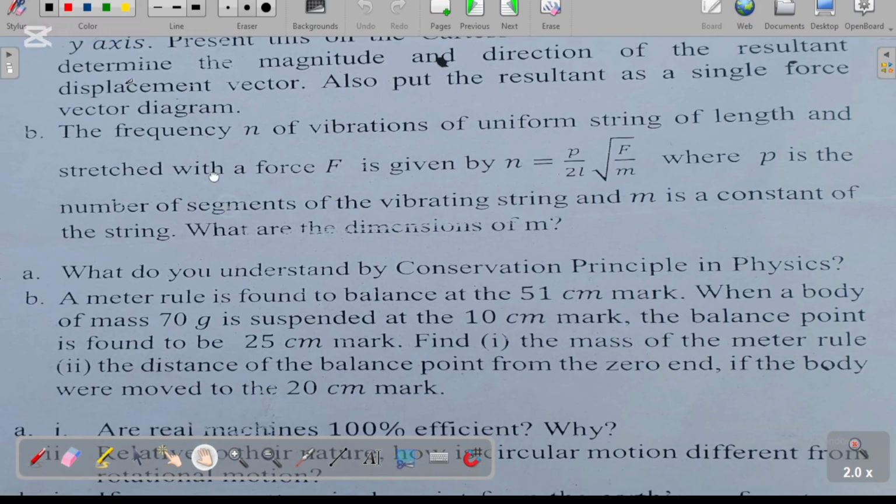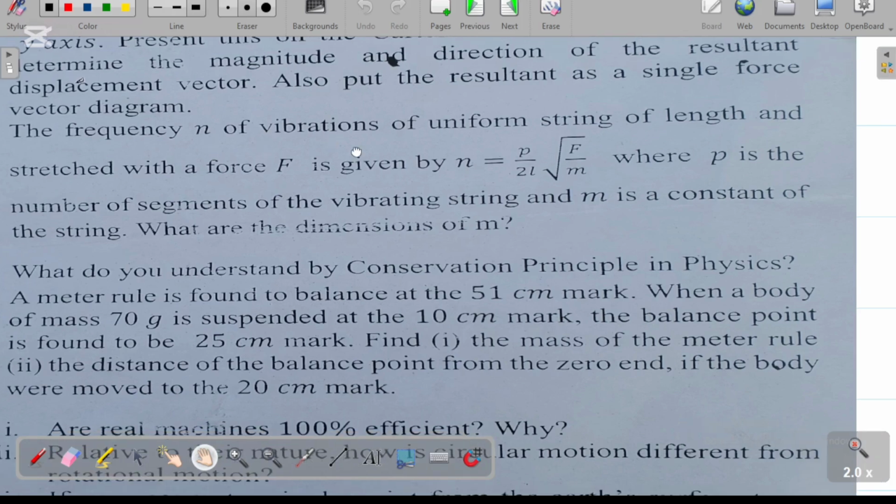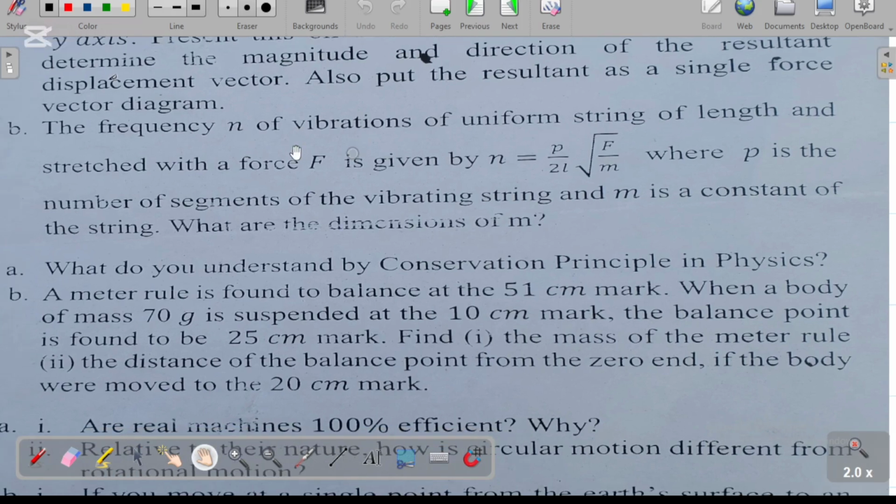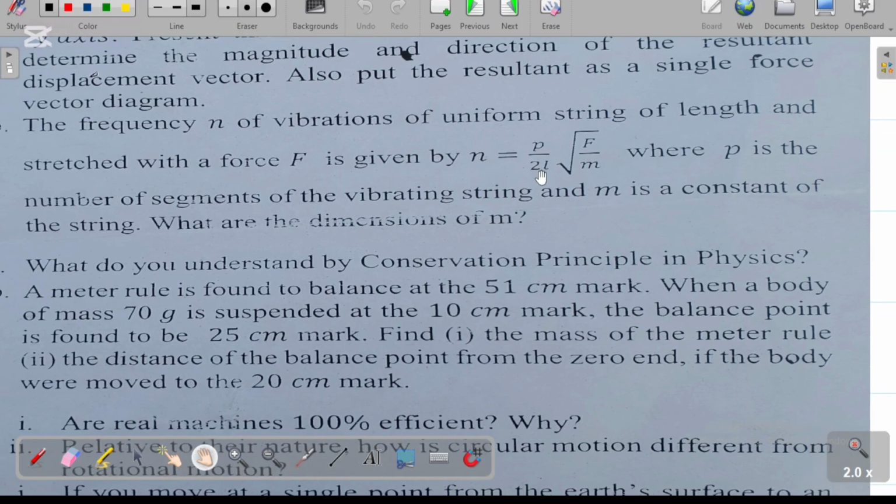It says, the frequency n of vibrations of a uniform string of length L and stressed with force F is given by n equal to P all over 2L square root of F all over M, where P is the number of segments of the vibrating string and M is a constant of the string. What are the dimensions of M? So we are asked, what are the dimensions of M?